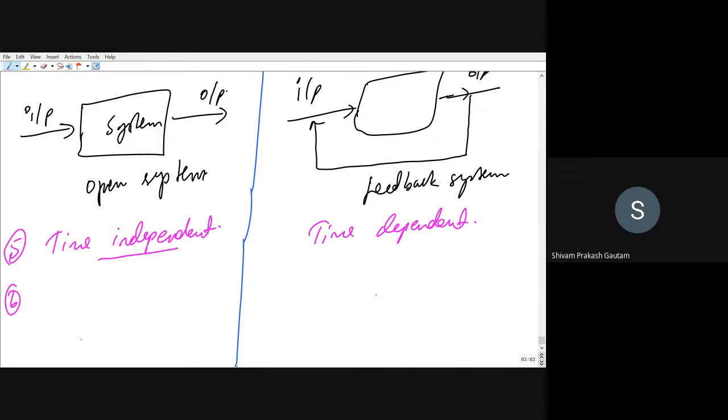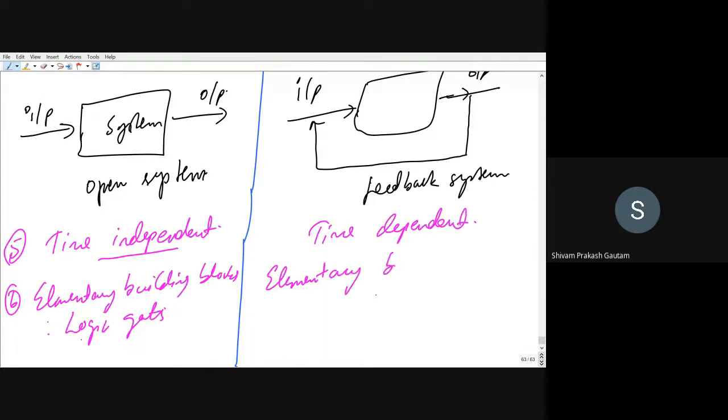Next is elementary building blocks. Elementary building blocks are logic gates. Here elementary building blocks are flip-flops. We will see what is flip-flop and all. Just to differentiate, I'm just writing what are the differences.